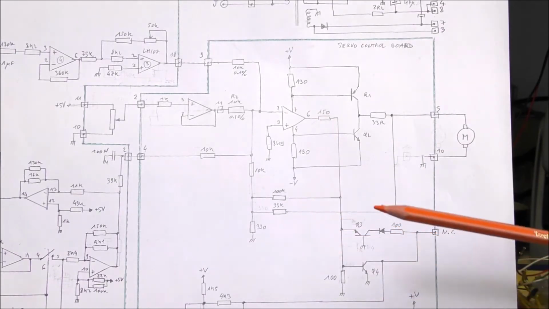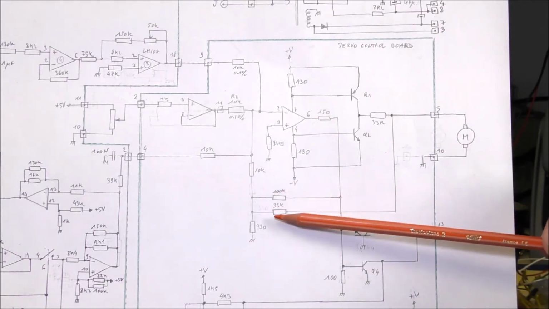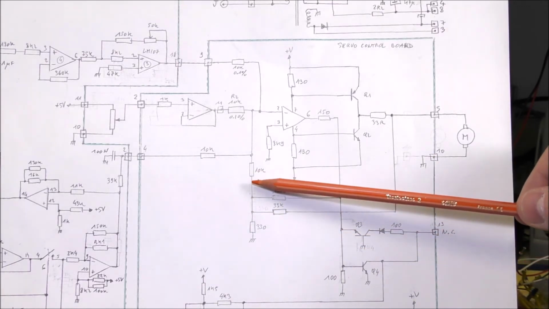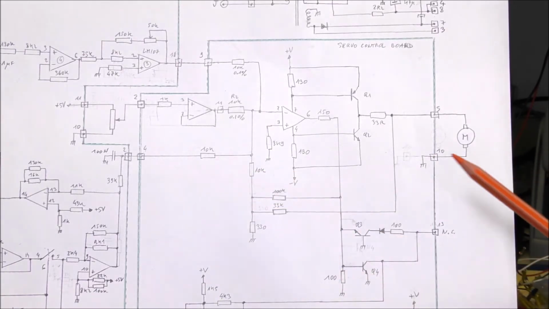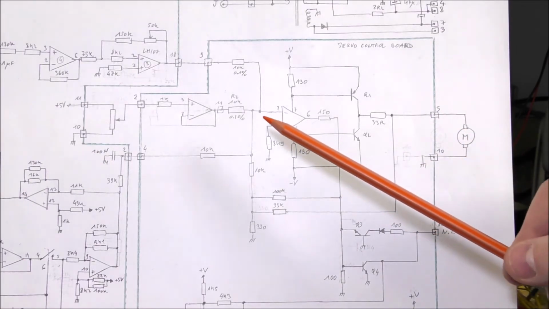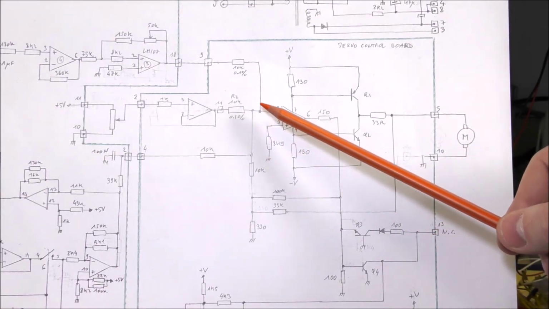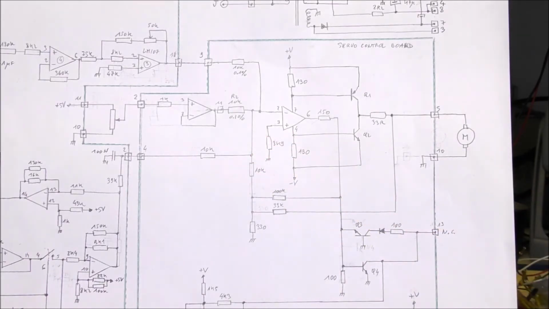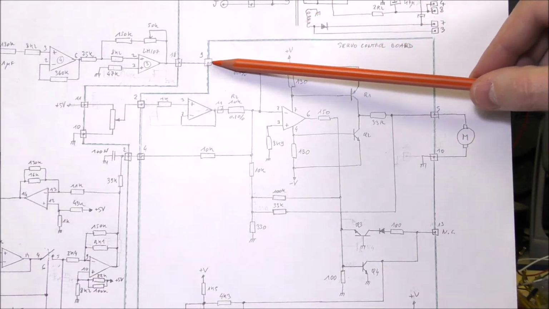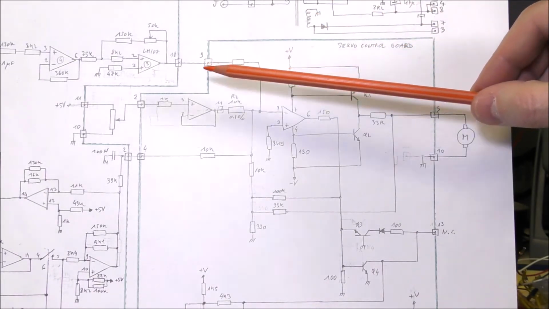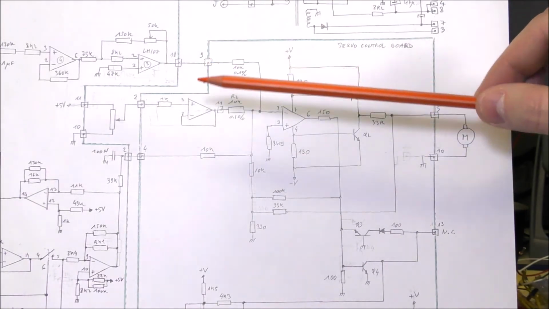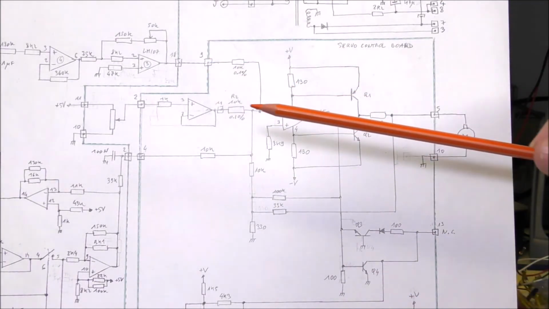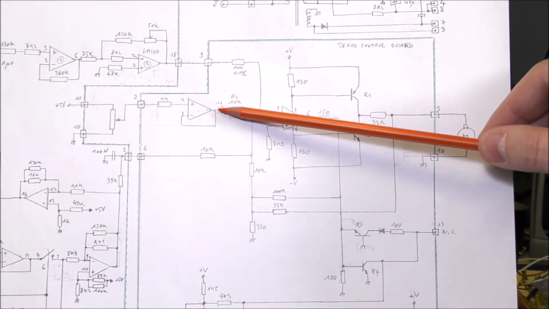The gain is defined by these resistors, this one, and these two resistors also. The motor will rotate in one direction or in another one, depending on the error current which flows into this resistor here. There are three inputs of this error amplifier. The first one is the measurement signal, which is present on this terminal, number 9 here. This voltage is negative.